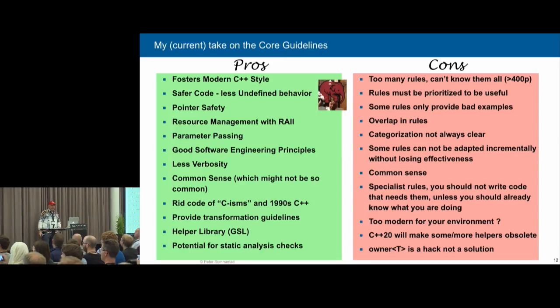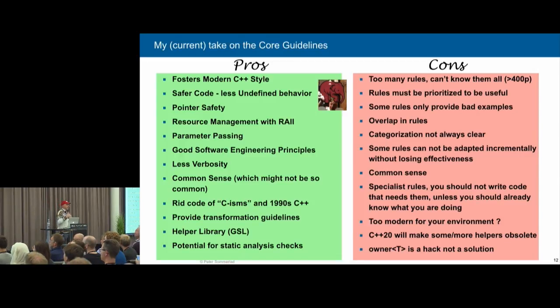Now, for the bad things, again, some rules only provide the bad examples. You only get the violation signs and not how to do it better. You might be able to figure it out on your own, but sometimes it's not clear what is the better way, or there might be too many to choose from. Some rules cannot be adapted incrementally, like the const thing, for example. Some rules are common sense only. Some rules are very specialist.